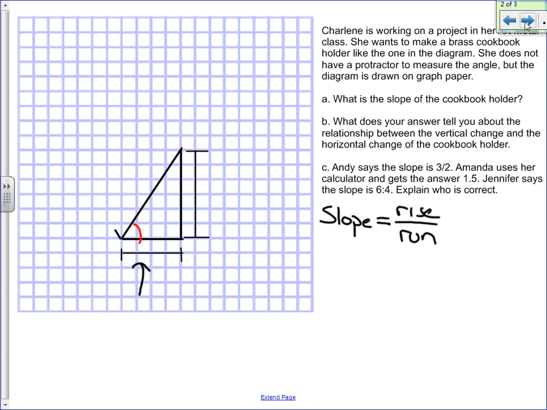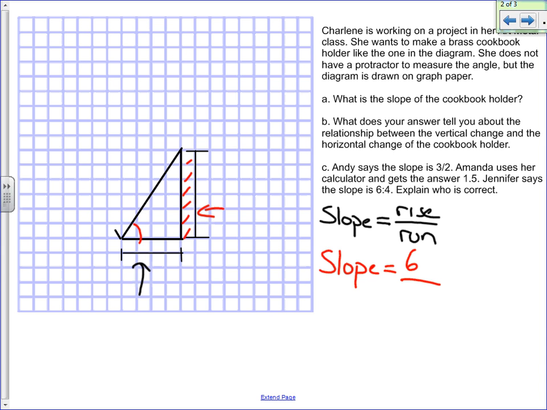Well, if I want to count this, there are no units there, so we're just going to count the boxes. The rise, remember, is the change in vertical distance. So that's this one right here. And by counting the boxes, 1, 2, 3, 4, 5, 6, this cookbook holder seems to rise up 6 units. So my rise, my first variable, is going to be equal to 6, because that's my change in vertical.